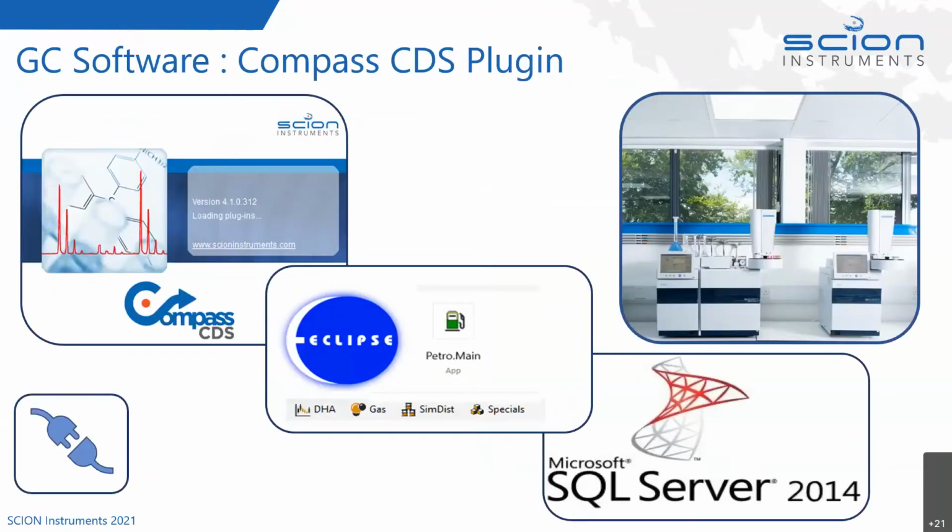For GC software, in addition to the hardware, we've got software to operate and control the GC and to acquire the data. We can use SCION's Compass CDS to do that. Once we've got our data files, we use a plugin to our software, the Eclipse Picture Reporter plugin, that we'll use for the Simdist and the DHA analysis. This is underpinned by a Microsoft SQL Server running in the background.